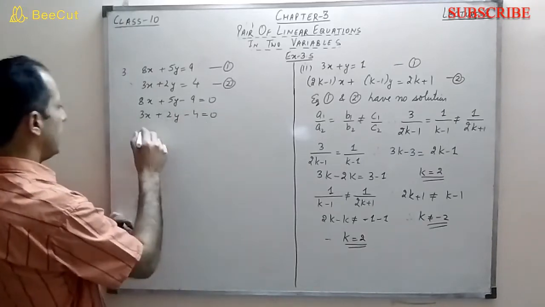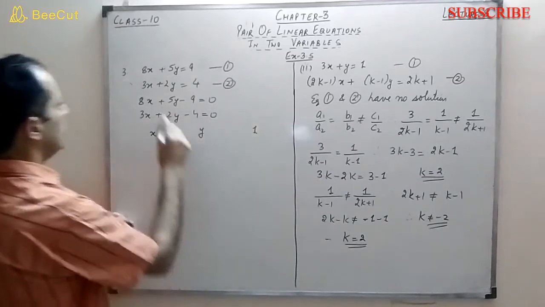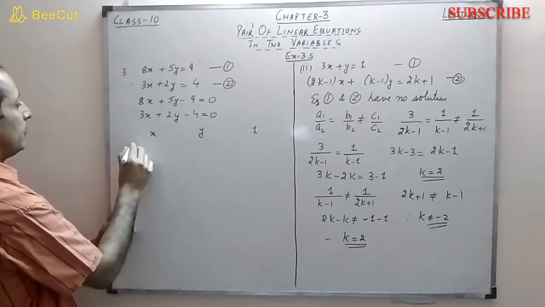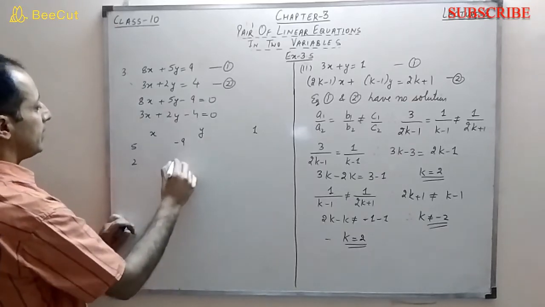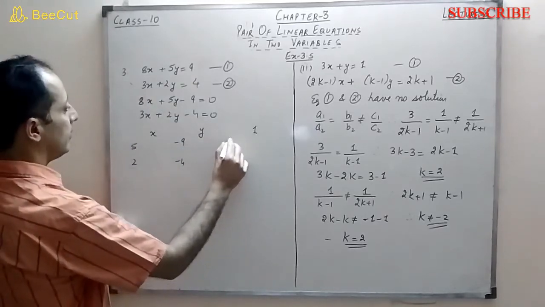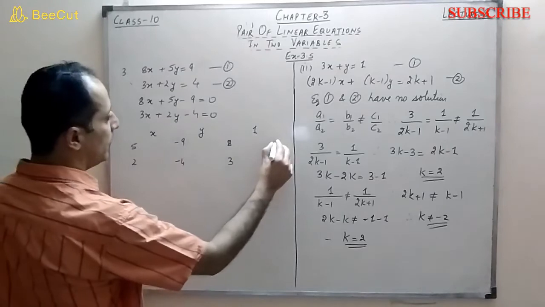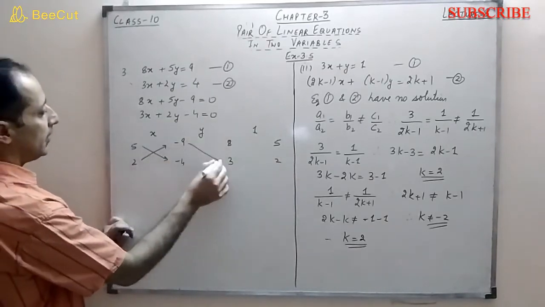Now, for cross multiplication, I write x, y and 1. Then I write the coefficients of y first, 5 and 2. Then the constant terms, minus 9 and minus 4. Then the coefficients of x, that is 8 and 3. And then again the coefficients of y, that is 5 and 2. So this will be a cross multiplication here.